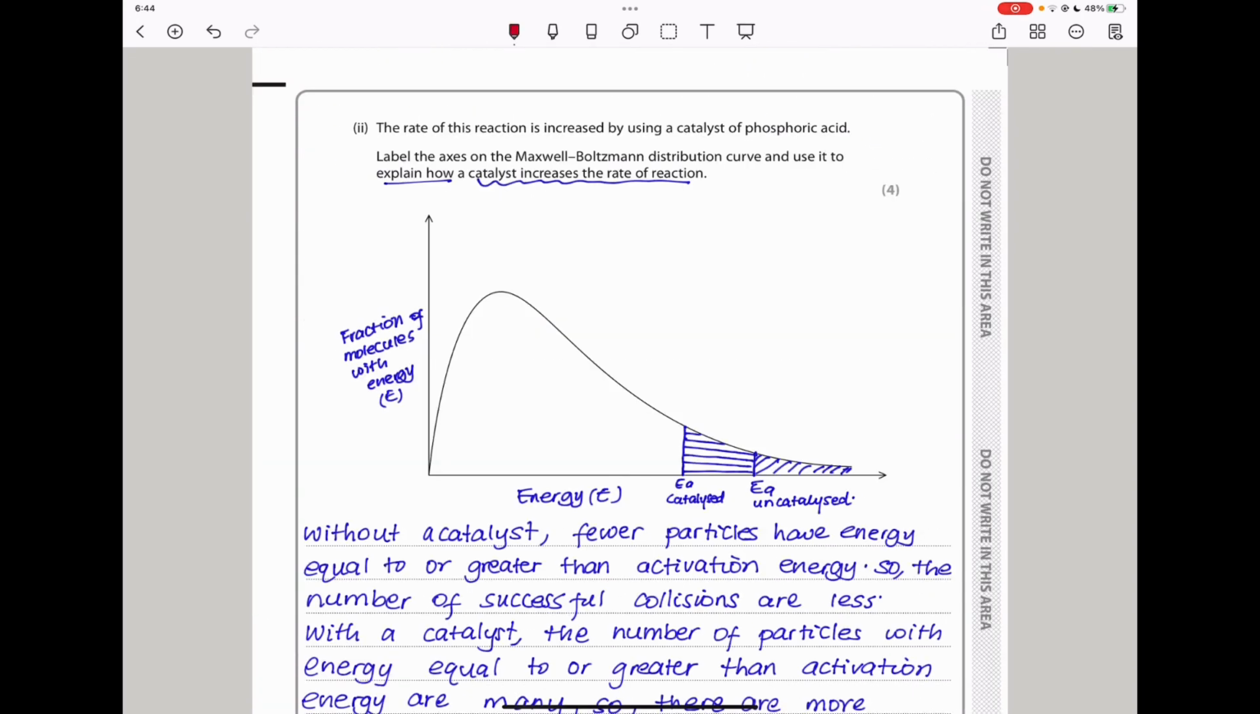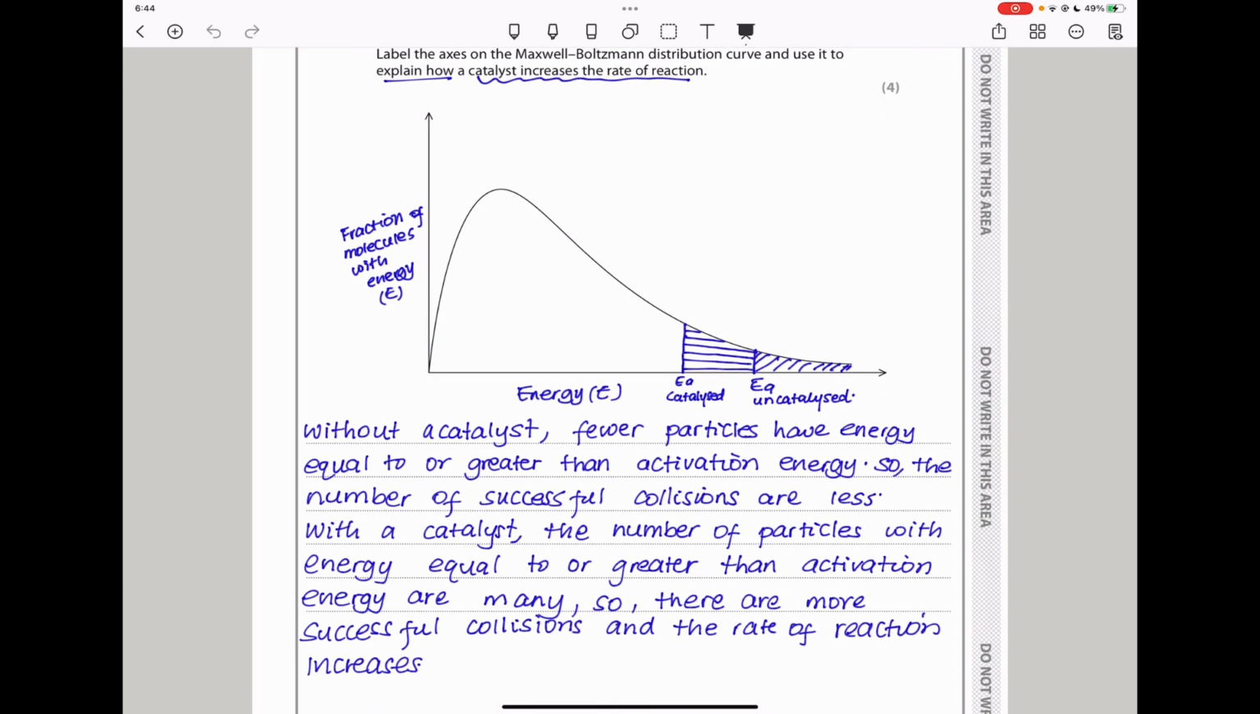Here they say the rate of this reaction is increased by using a catalyst of phosphoric acid. They said label the axis on the Maxwell-Boltzmann distribution curve and use it to explain how a catalyst increases the rate of reaction. So I began by labeling the same graph. Remember, this is the same temperature curve. So this is the EA for the uncatalyzed reaction. You can see I labeled it EA uncatalyzed. So if there is no catalyst, it means the fraction of molecules with energy equal to or greater than activation energy is going to be that, which means there are fewer fractions.